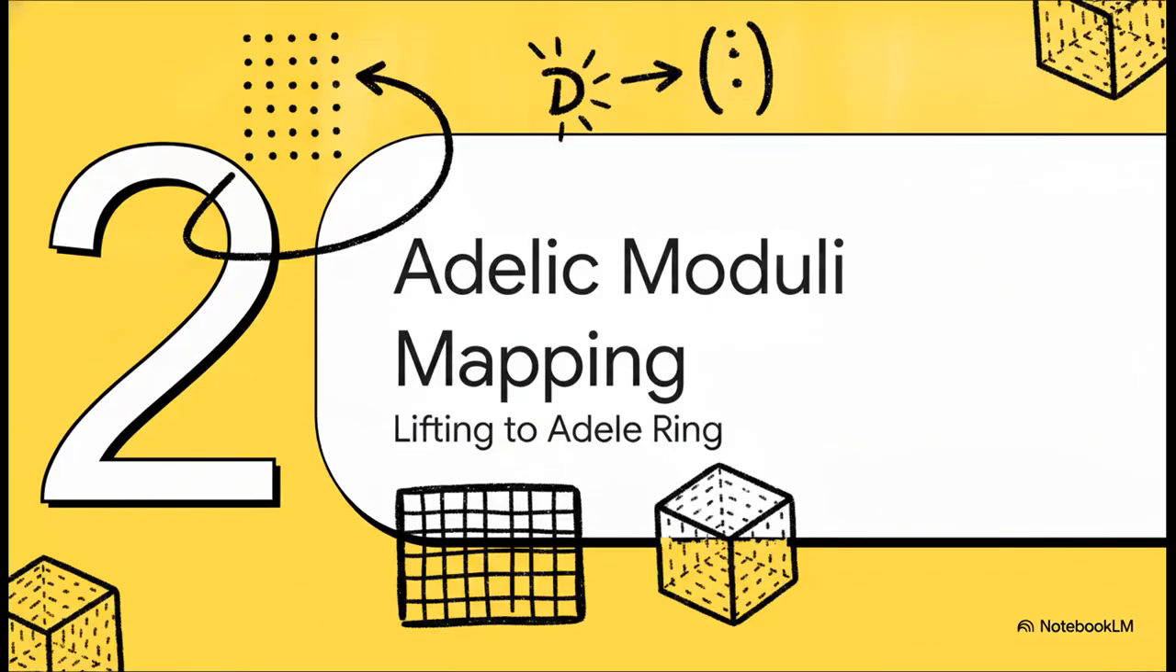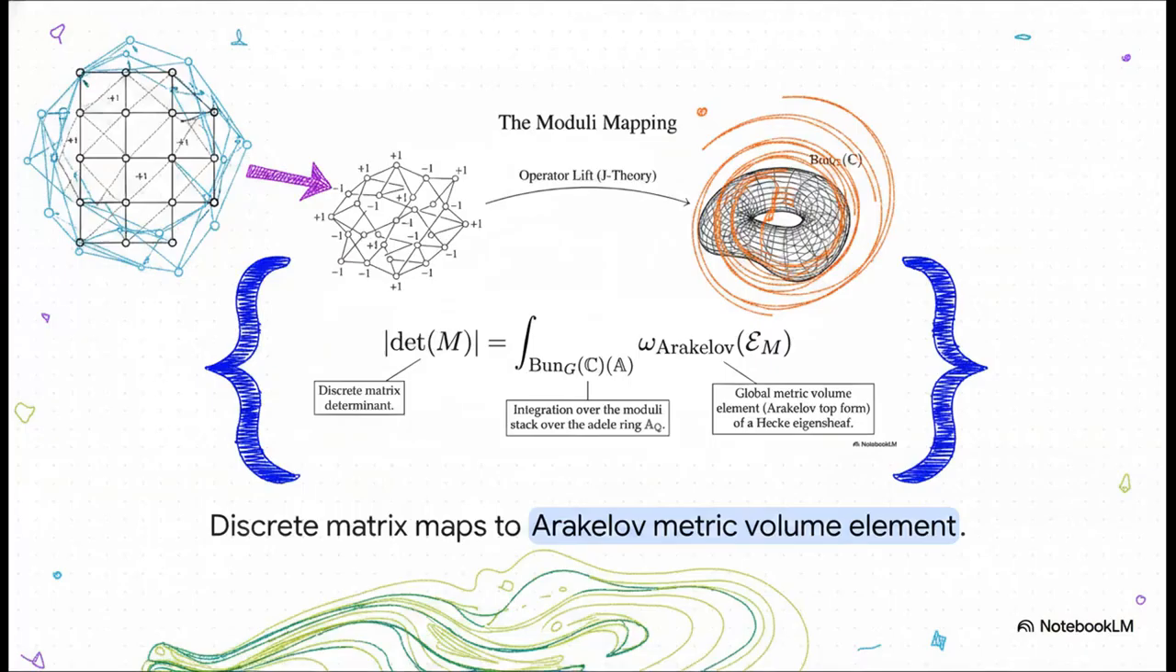Moving on to step 2, the Adelic moduli mapping, lifting the matrix to the Adele ring. By lifting the matrix using J-theory, we completely transform the problem. The discrete matrix determinant actually maps directly onto the evaluation of the global Arikov metric volume element. Looking at the integral equation here, the absolute value of the determinant of m is perfectly equal to the integration over the moduli stack of the Arikov top form of a Hecke eigensheaf. We've essentially taken a rigid, discrete grid and turned it into a smooth, integrable topological surface.